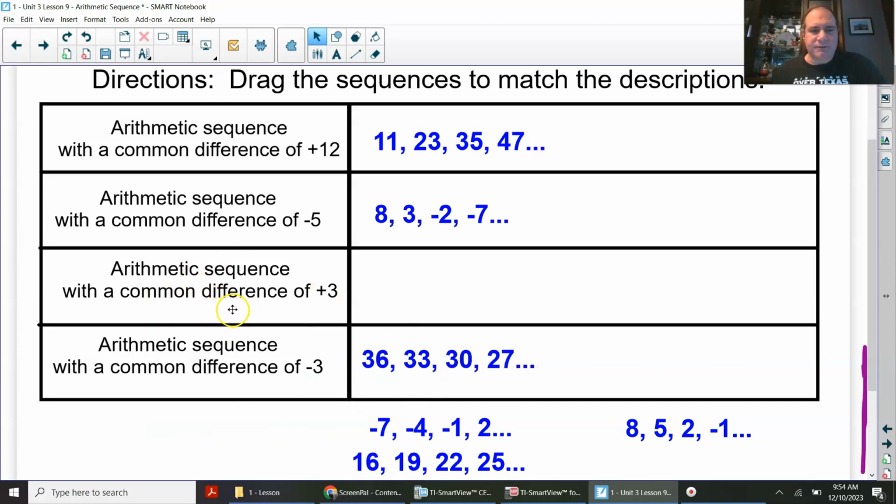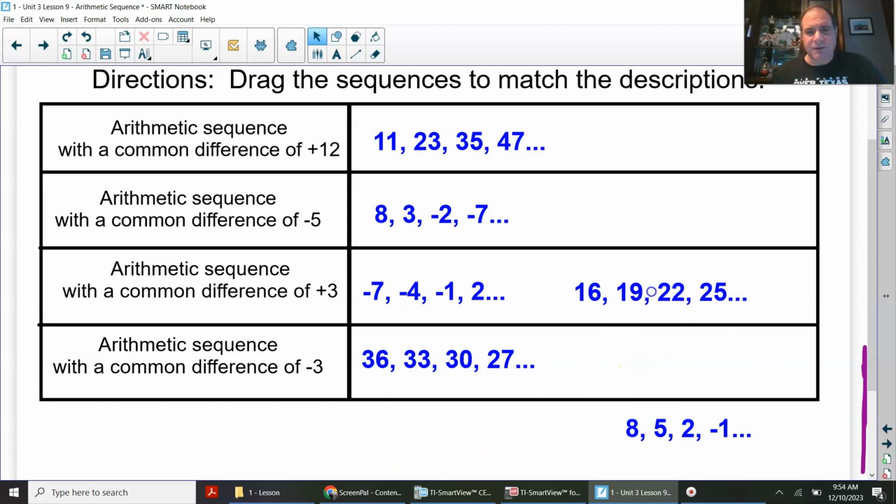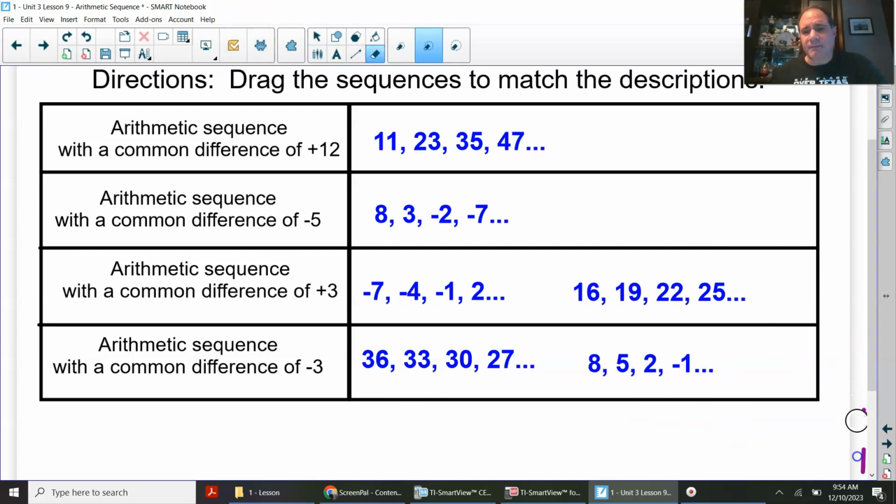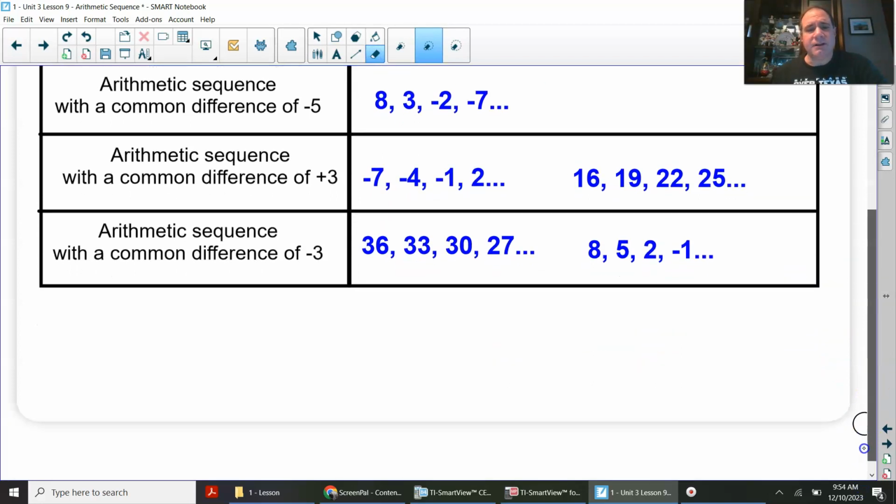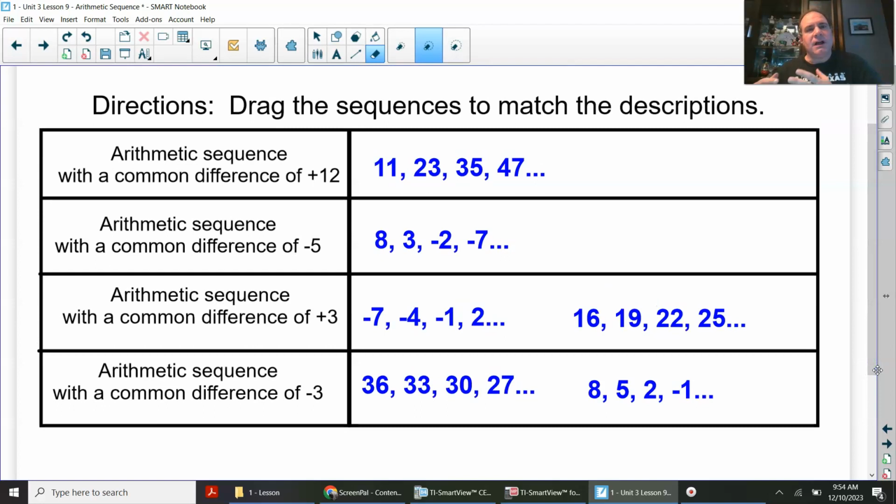And then an arithmetic sequence with a common difference of +3. This looks like +3 to me, so I'm going to move it here. But this also looks like +3 to me. 16, 19, 22, 25. So this common difference is here as well. And then we're going to go 8 to 5, so that's a negative. 5, 6, 7, 8, good. That's 3, that's 3. So common difference of 3. So we used all of them and we had common differences. We just look at the pattern and we are able to identify that common difference that's happening from one number to the other.